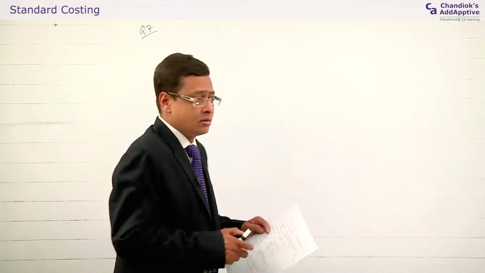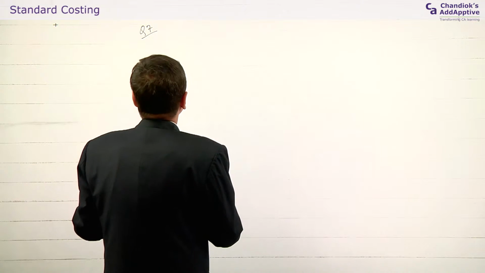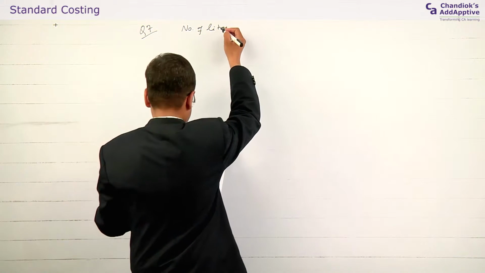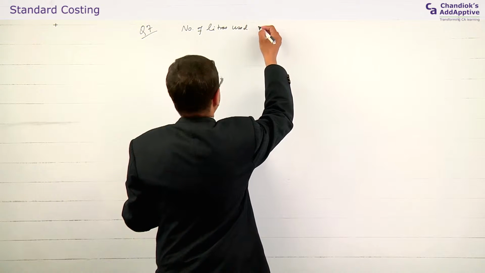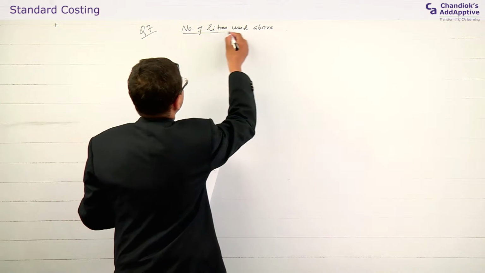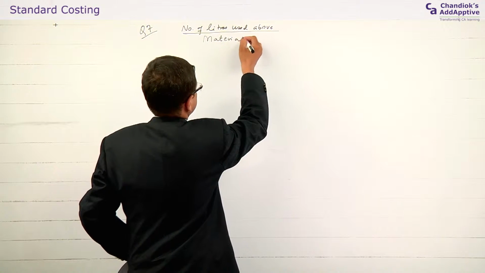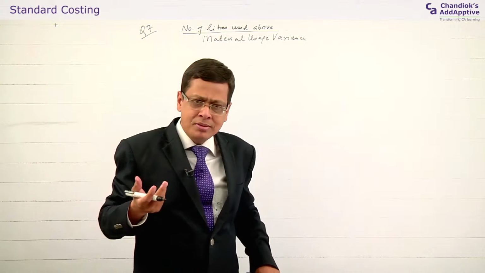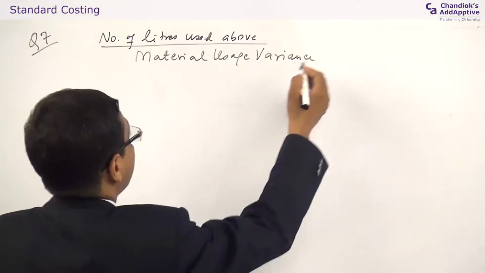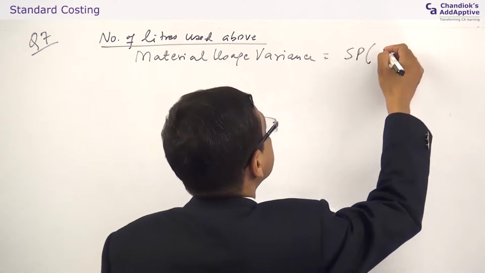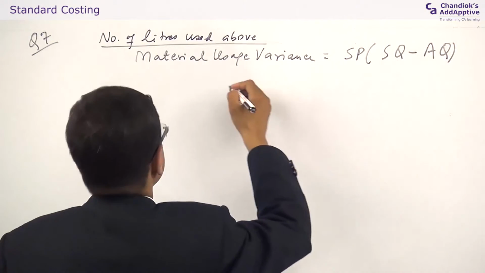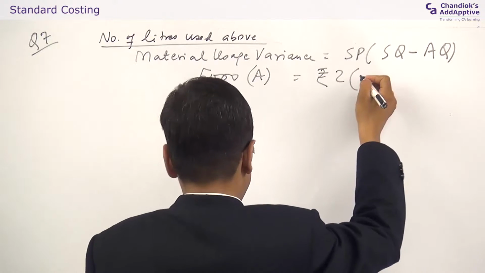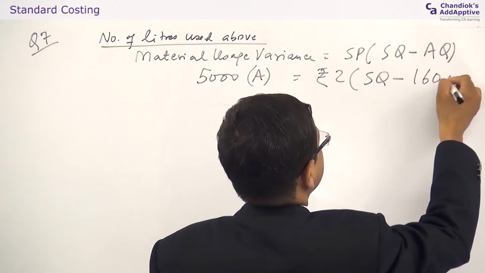This question can be solved through logical steps using the formula given here. You are required to get the number of liters used. So, you have material usage variance. Why have we taken usage? Because the quantity used can only be reflected through usage variance. Therefore, the formula is standard price into standard quantity minus actual quantity. It is 5000 adverse. This is equal to standard price, rupees 2, into standard quantity minus actual quantity of 1,60,000 liters.